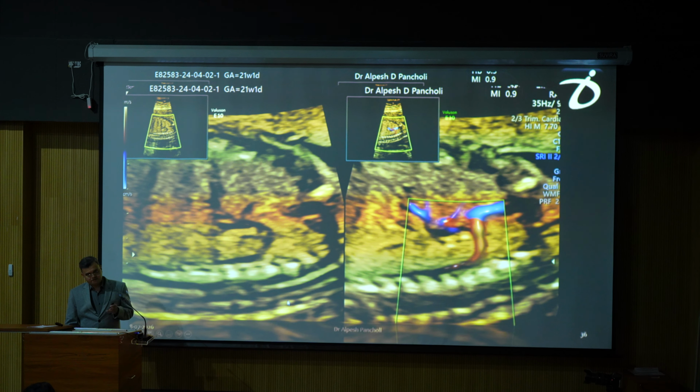Another case, we can see the umbilical vein, but we expect ductus venosus over here, but we don't find any DV. So this is the blind ending umbilical vein with agenesis of ductus venosus.